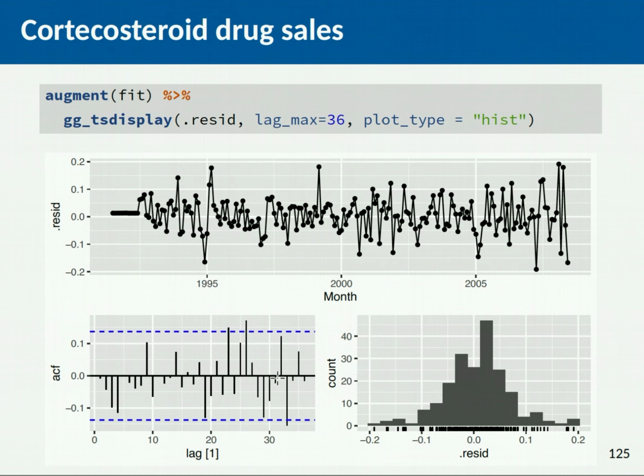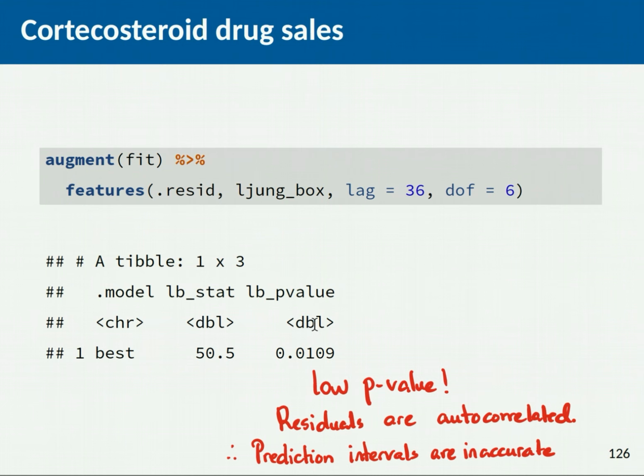Now we can fit this model to the data and take a look at the residuals. You see that the autocorrelations are falling outside the Bartlett bands in some cases, and the Ljung-Box p-value is 0.01, okay? This is telling you that the residuals are autocorrelated and prediction intervals would be inaccurate for this type of data.